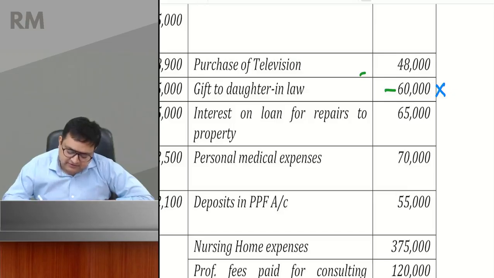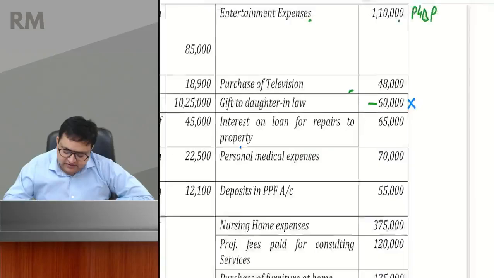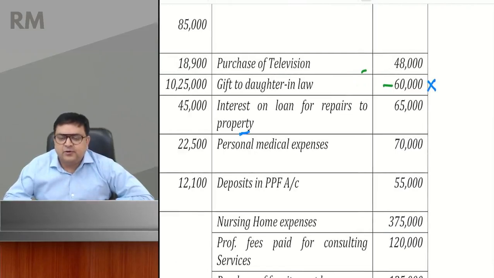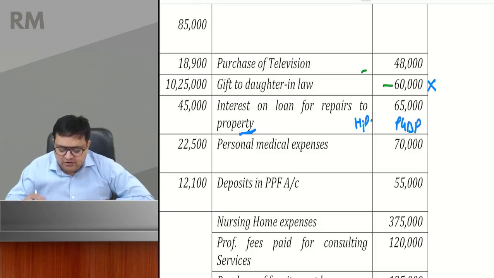Interest on loan for repairs of property. Now it depends, what is this property about? If we have let out this property or it is self-occupied for our residential purpose, it would be a house property expense. If we are using this property for our business, then it is a PGBP expense. So it depends upon what type of property it is. I believe that in the information they will tell us what type of property it is. If it is house property, let out or self-occupied, then we will take it in house property. Otherwise, you will take it in PGBP.